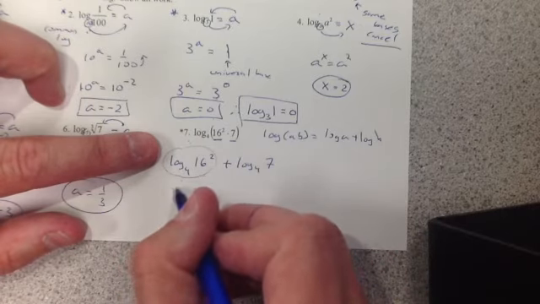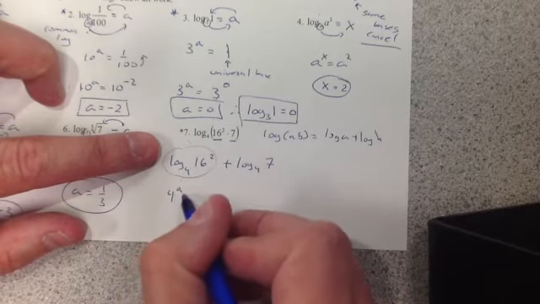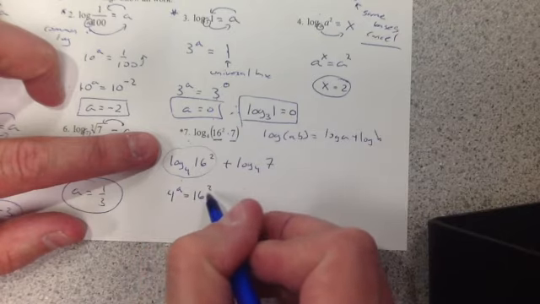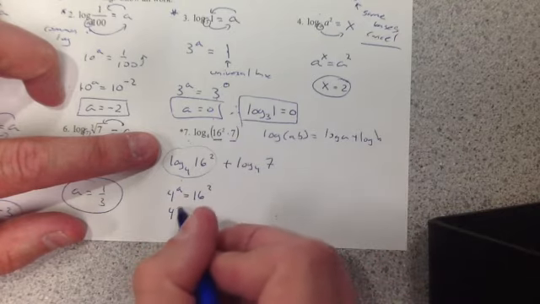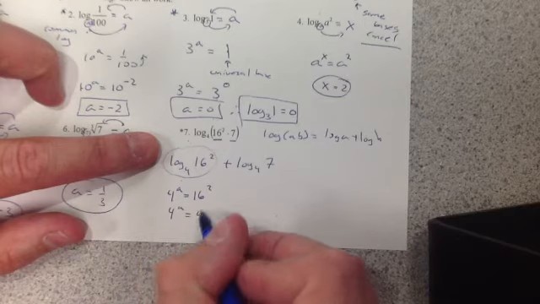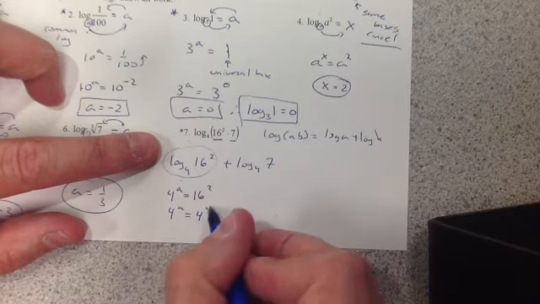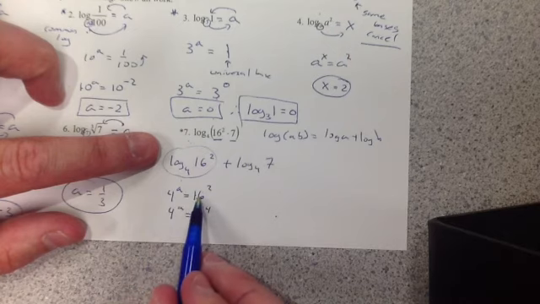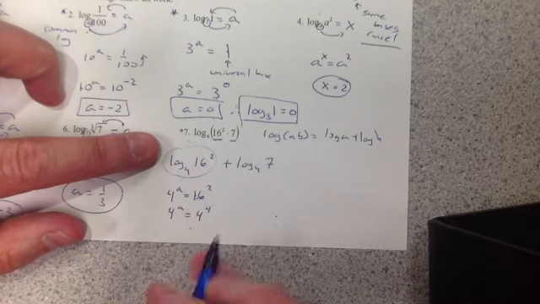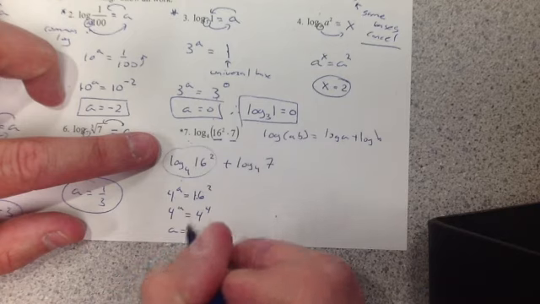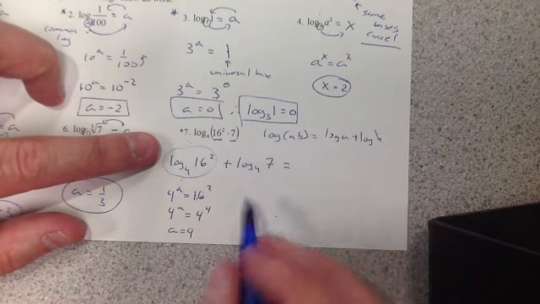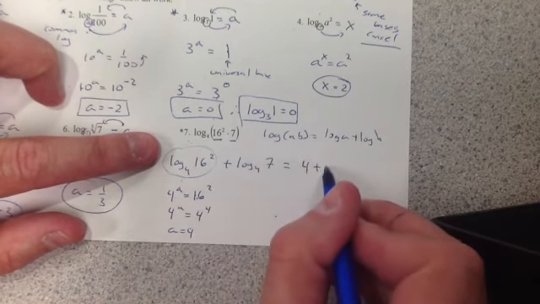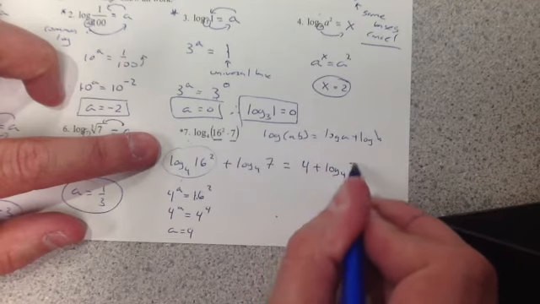So if I want to simplify here, just work only with this one. We're going to get 4 to the a equals 16 squared. Of course, we get 4 to the a equals 4 to the 4th. Now, I didn't use my smallest base because I recognize I can write 16 as 4 squared. So we get a equals 4 here. So I could rewrite this as 4 plus log base 4 of 7.